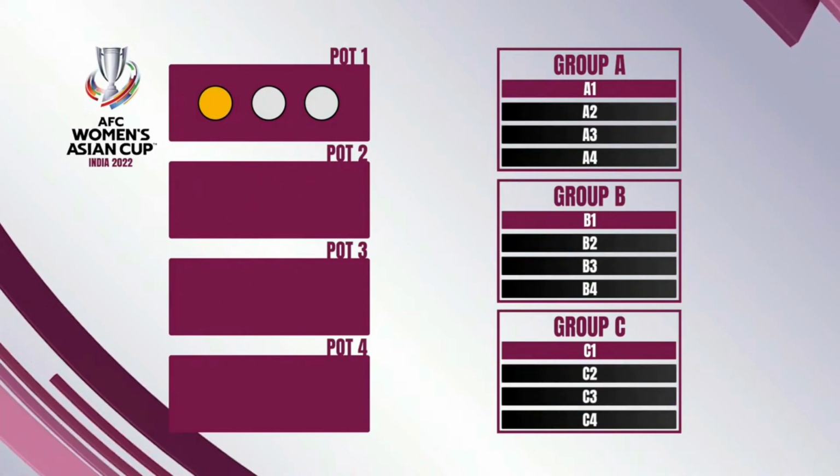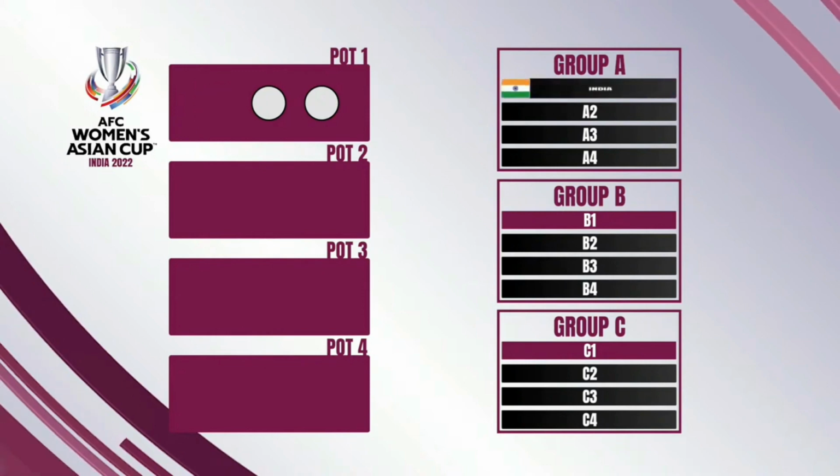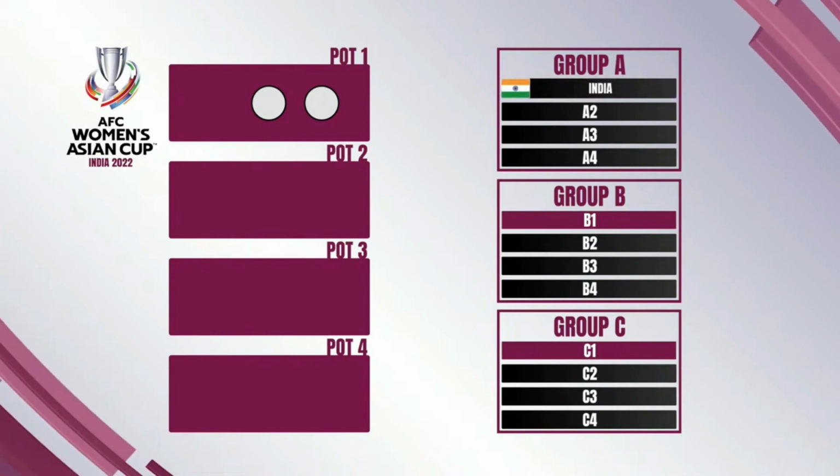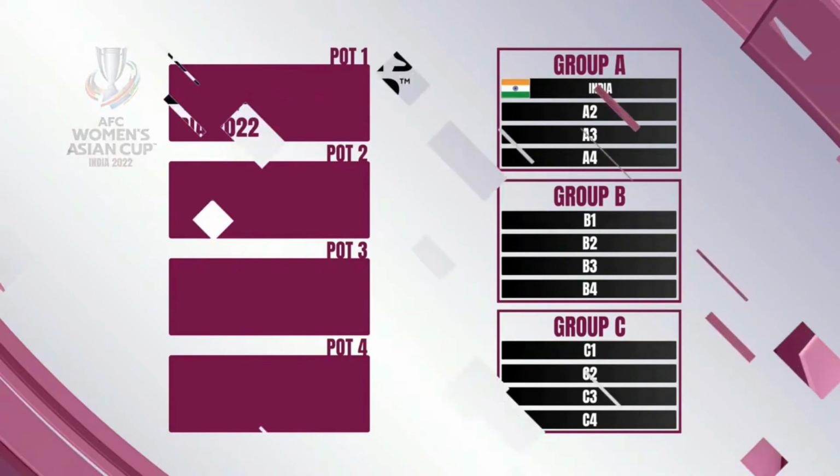India, as the host of the competition, shall be drawn first and placed in A1. The remaining balls drawn from pot 1 will be placed into position B1 and C1 respectively. This will conclude the draw.